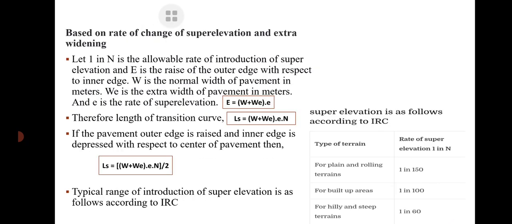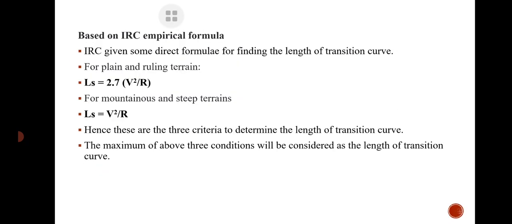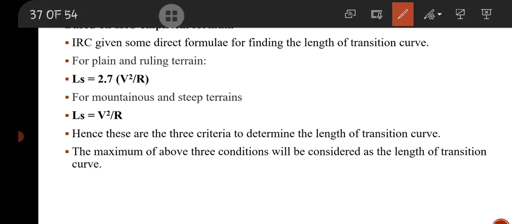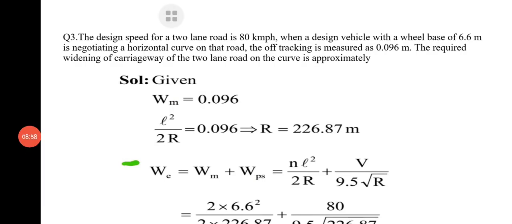Then here is another method, that is the IRC formula. The IRC formula is for plain and rolling terrain, that is Ls is equal to 2.7 V square upon R. For mountainous and steep terrain, Ls is V square upon R. Here is an example of calculating extra widening. After that, we will calculate the length of transition curve. Then we will move forward to super elevation design.